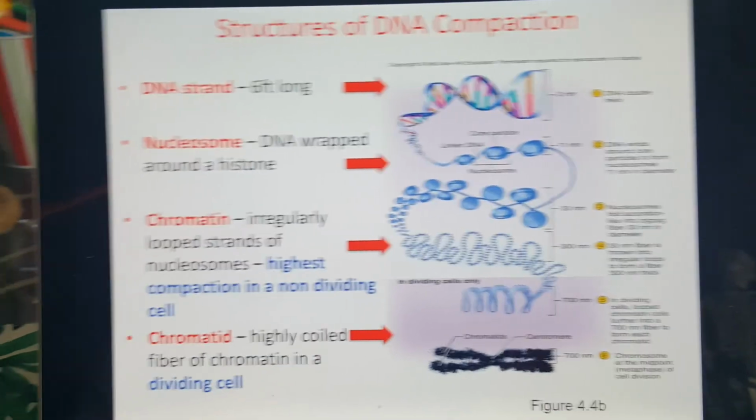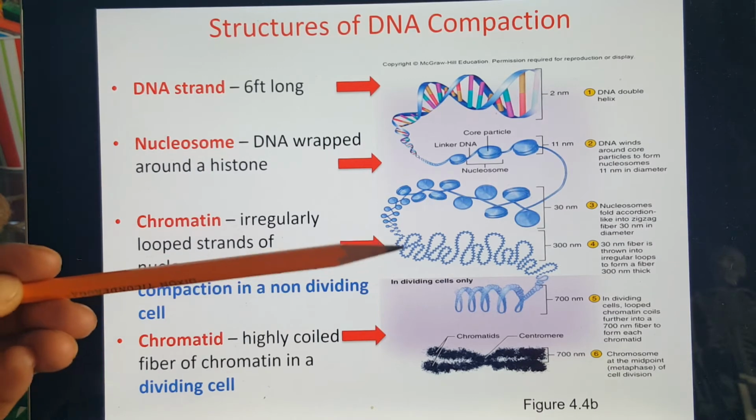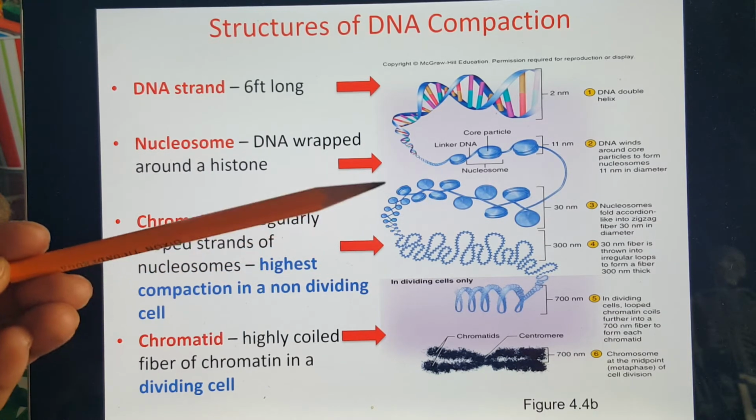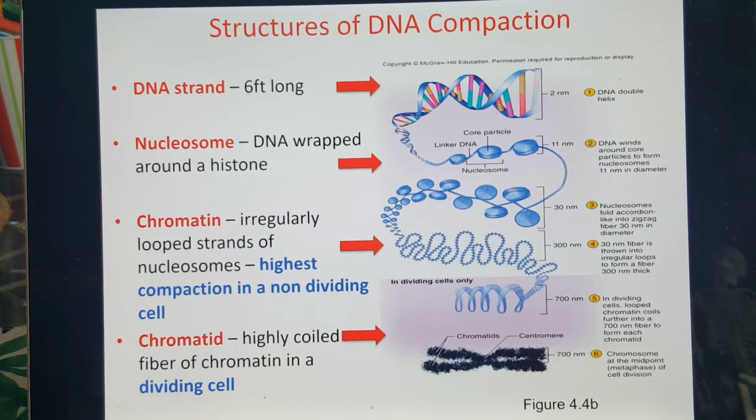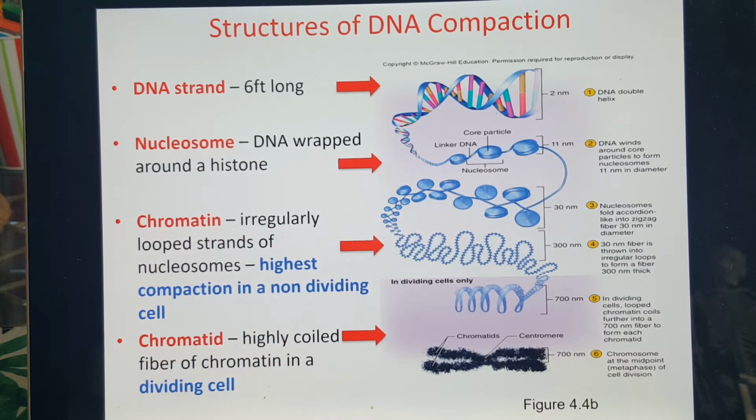Then our next level is chromatin, where it's a bunch of loops of these zigzaggy nucleosomes. The next level is chromatid, and you'll sometimes hear it referred to as a chromosome, but it's that X-shaped DNA compaction that you can actually see under a light microscope.